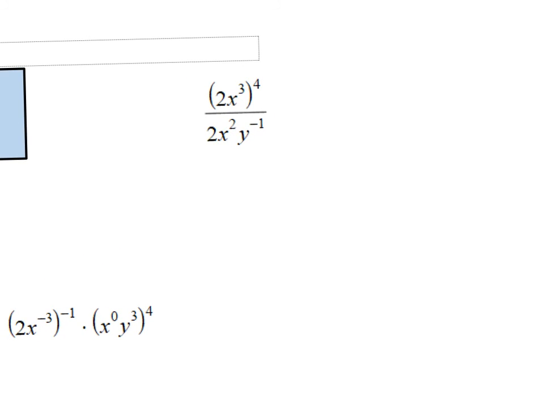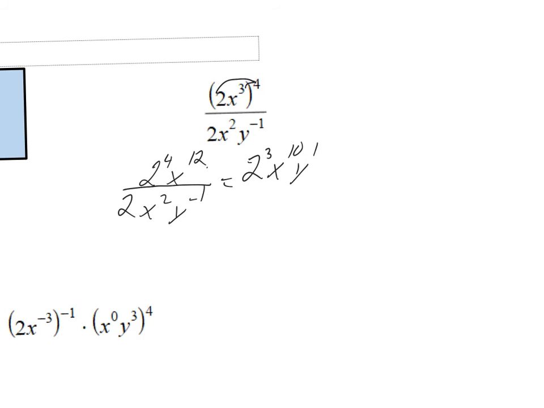Okay, now for the second one. Very first part, we have our power of a product. So this goes to the fourth, this goes to the fourth. So I have 2 to the fourth, x to the, what's 4 times 3? 12, over 2, x to the second, y to the negative first. So these are going to cancel. So 4 minus 1, so 2 to the third. 12 minus 2, so that is x to the 10th. And then let's go ahead and bump this up so it's positive. So that becomes y to the first all over 1.